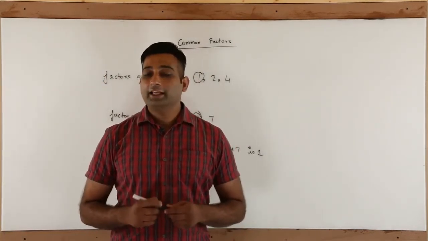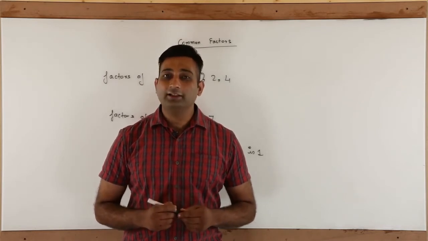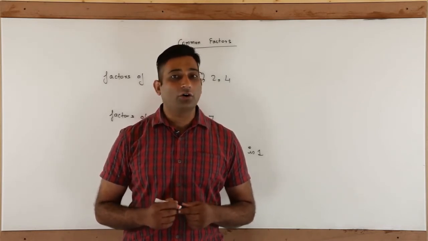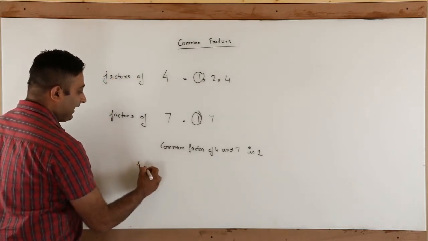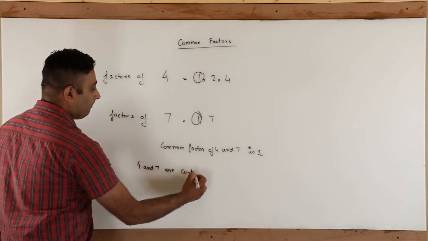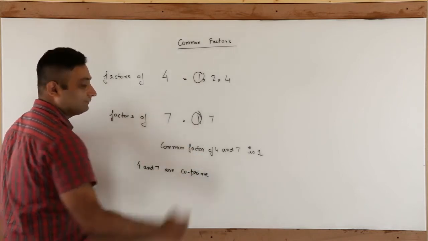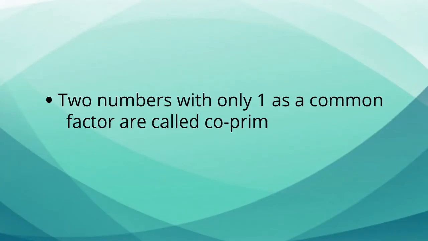Now remember that if two numbers have only 1 as a common factor, then these numbers are called co-primes. That means 4 and 7 are co-prime numbers. Two numbers with only 1 as a common factor are called co-prime numbers.